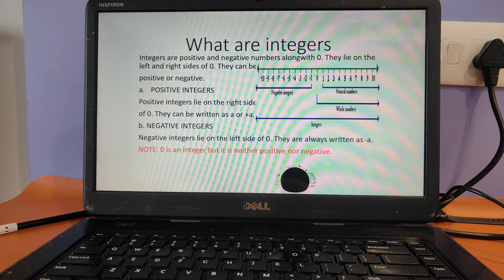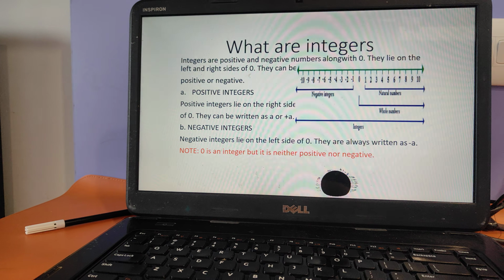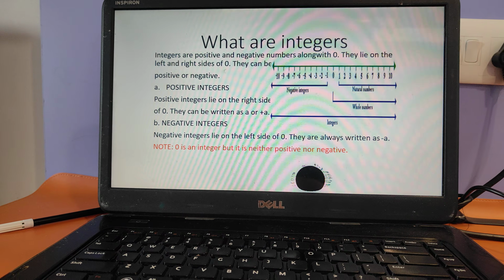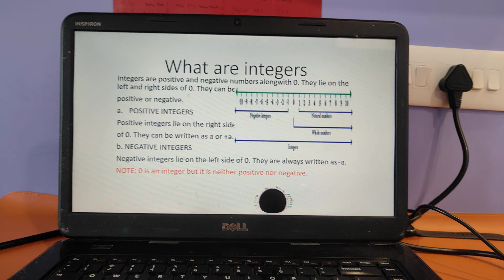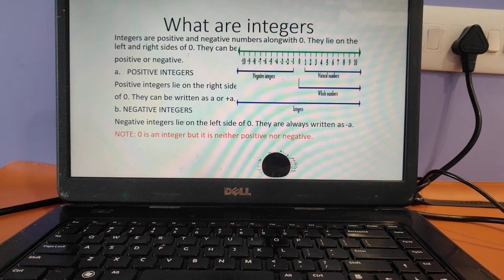One note: 0 is an integer, but it is neither positive nor negative. Yes, 0 is an integer, but it is neutral. That is, it is neither positive nor negative.